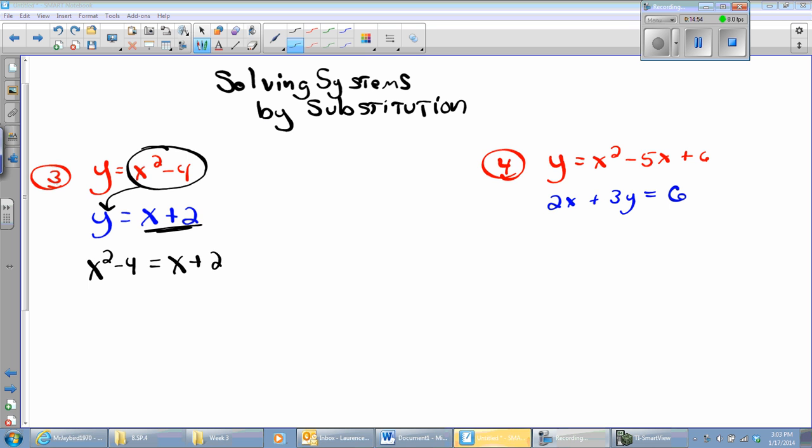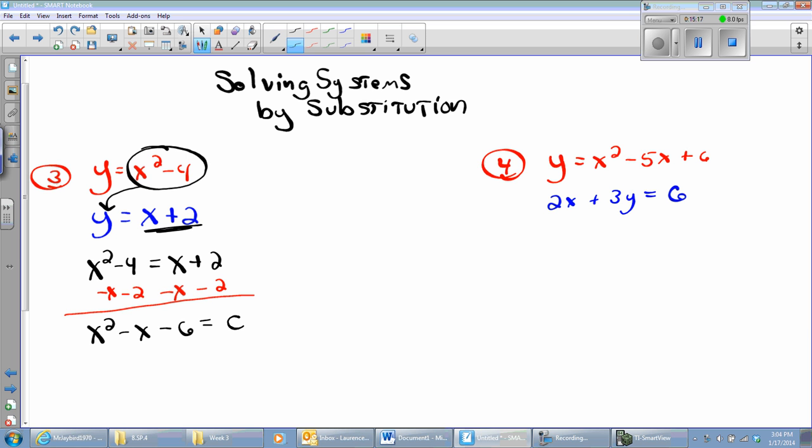Well, now I have a quadratic equation. And remember, to solve a quadratic, I don't want to get x alone. I want to get it equal to 0. So I'm going to subtract x from both sides, and I'm also going to subtract 2 from both sides. And when I do that, I'm going to get x squared minus x minus 6, and that'll equal 0 because these will cancel.